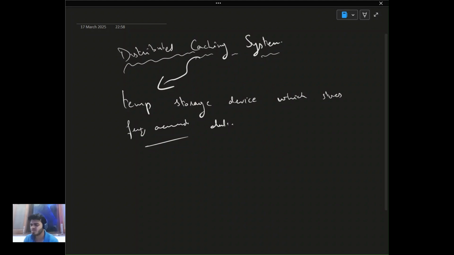Now the question is, why use caching? Because it reduces the database load, it improves the application performance, and it lowers the response time also.